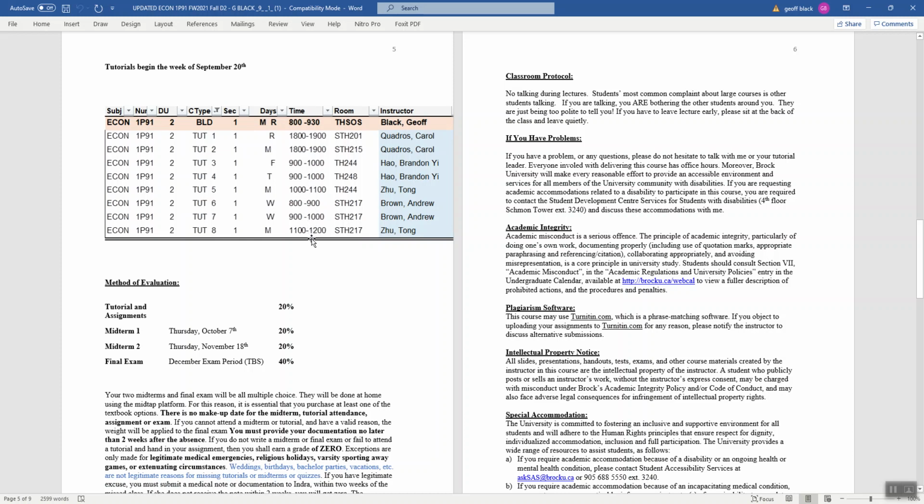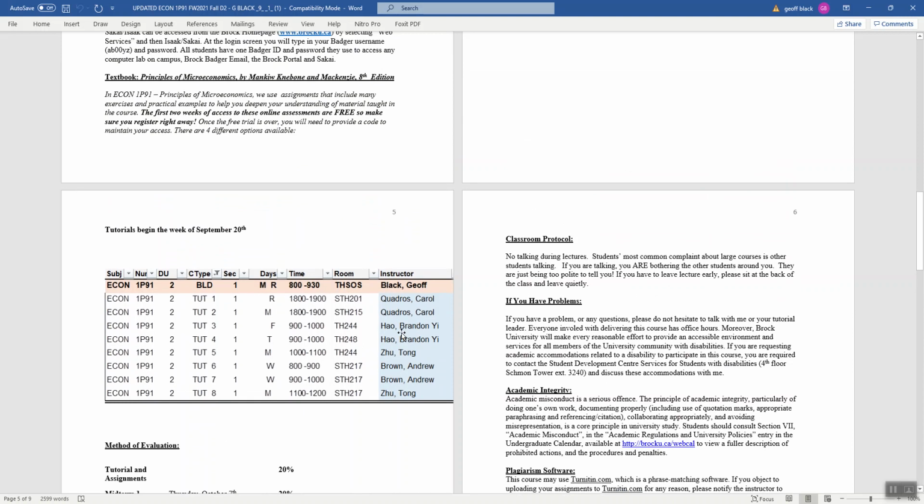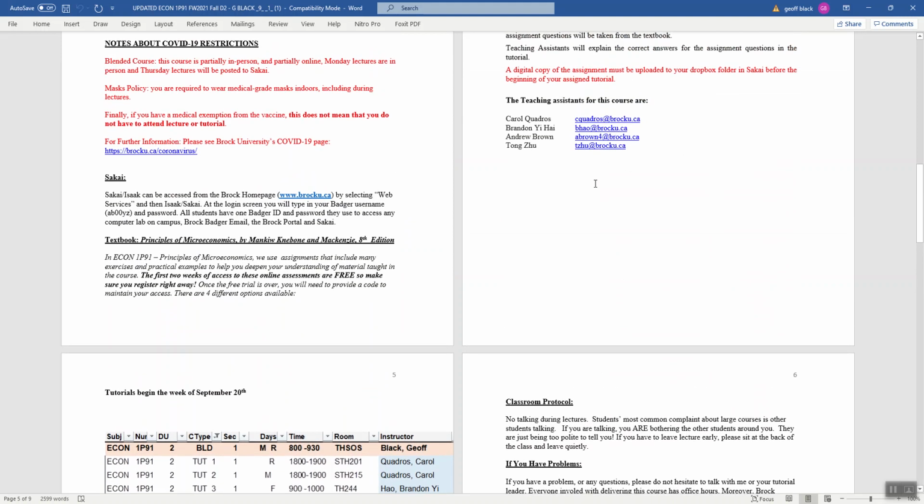So if you don't know where your tutorial is, it's on the outline, right? These are the numbers. You've registered into one. These are the days, the times, and the rooms, okay? And these are your TAs, and I've also given you all of their emails. So if you have any concerns about tutorial, you want to network with your TAs.